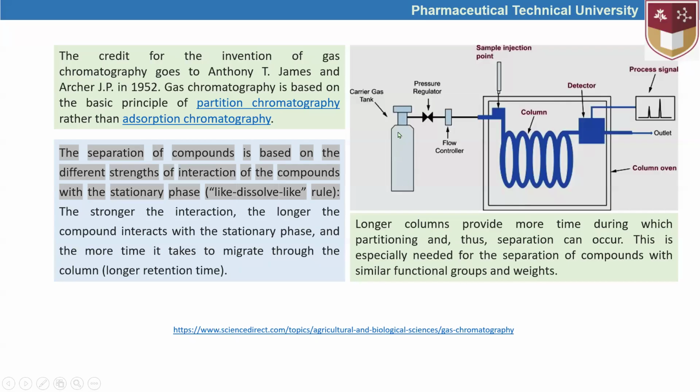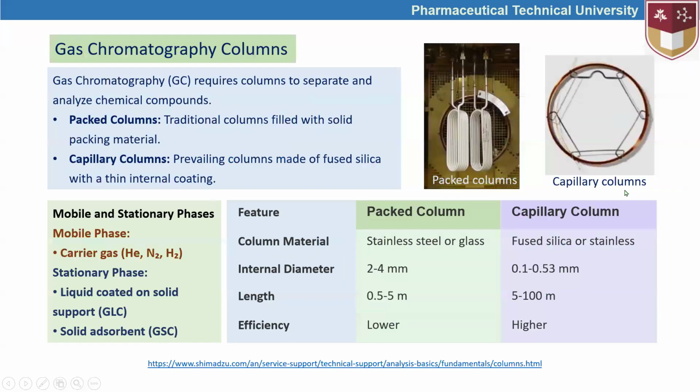This is the gas carrier tank, then the pressure regulator, flow controller, sample injecting point, and then the column, which differs in length. We will talk about this, and different detectors are provided there. Then the obtained results can be shown to us on the display. Okay, these are the gas chromatography columns.